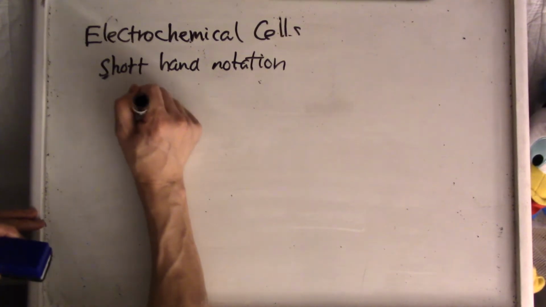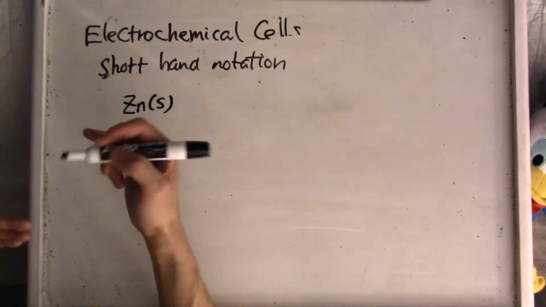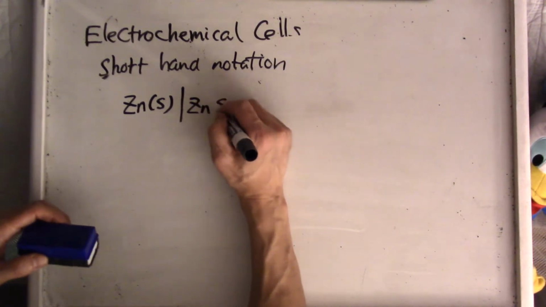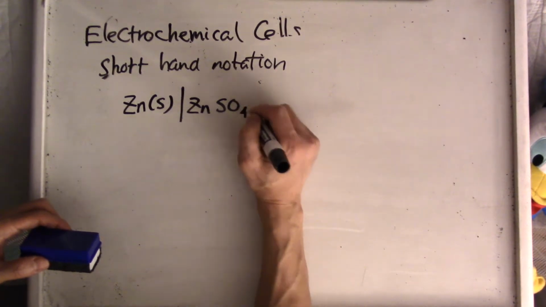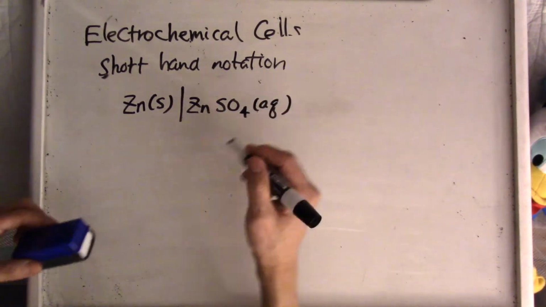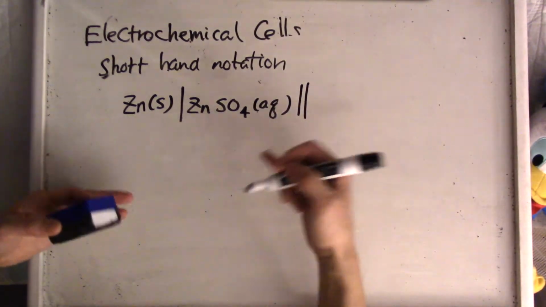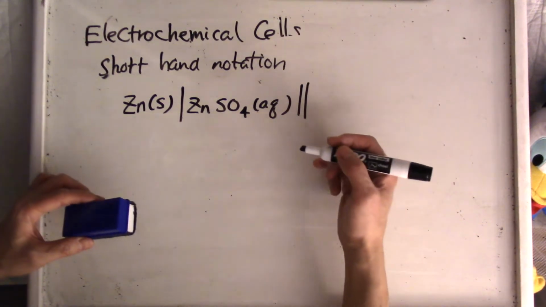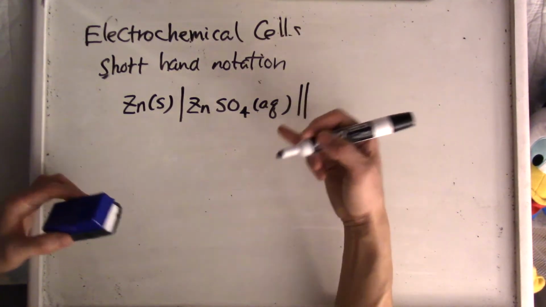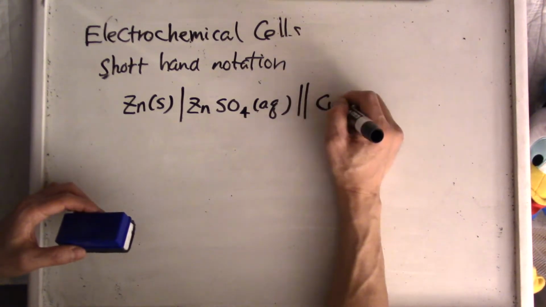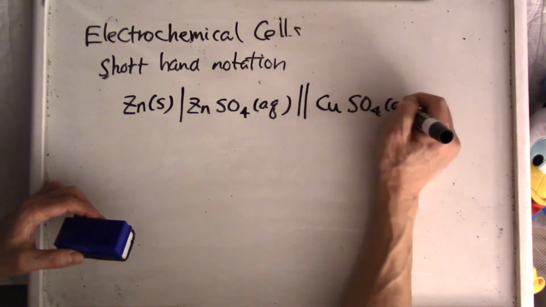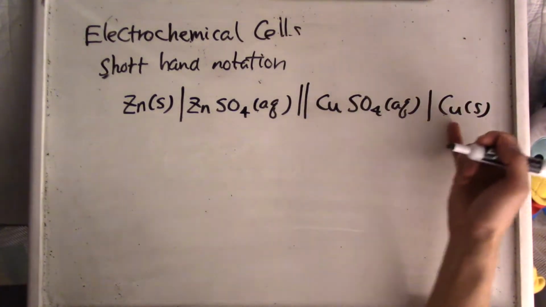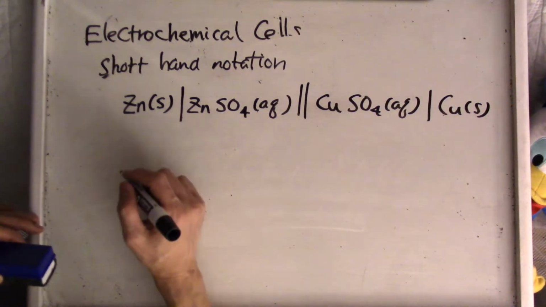So you have the zinc electrode, and it's a solid. And then there's a bar, and then zinc sulfate is the solution. So zinc sulfate, and it's an aqueous phase. And then a double bar, that means where the barrier is. In this case, the barrier could be a membrane, it could be a salt bridge, but the barrier. And then CuSO4, aqueous, and then copper sulfate. And then copper, solid. So let me explain what this means.